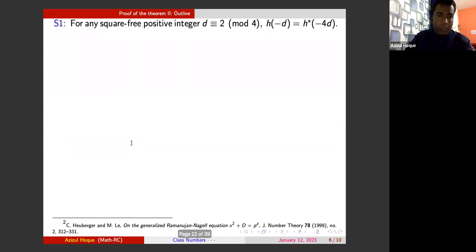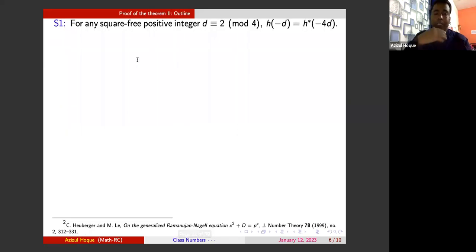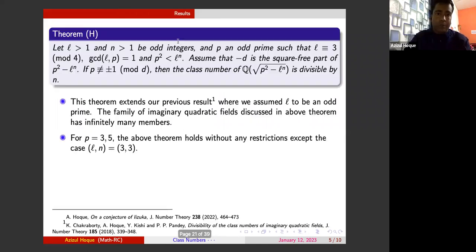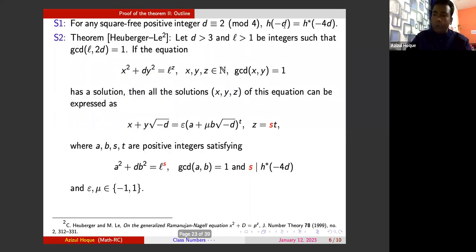Now how do we prove this result? I'll give the outline of the proof. Here we connect the class number of quadratic fields with form class groups. We have a similar structure in the binary quadratic forms with discriminant minus 4d. If d is congruent to 2 mod 4, then they are equal.